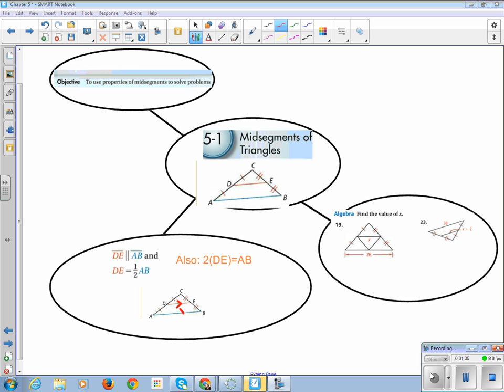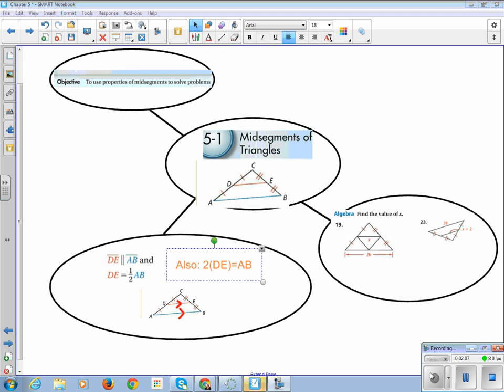is parallel to AB, then the line segment DE, the little guy, is going to be equal to half of AB. So the line segment DE is going to be equal to half the distance of AB. So we're going to take AB and cut it in half to find the distance for DE. What your book doesn't give you, and what I'm giving you, is this relationship right here.